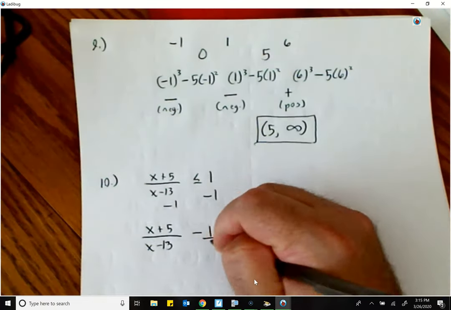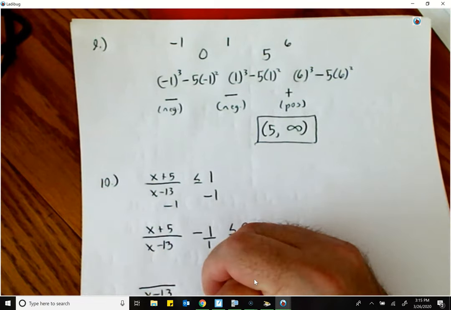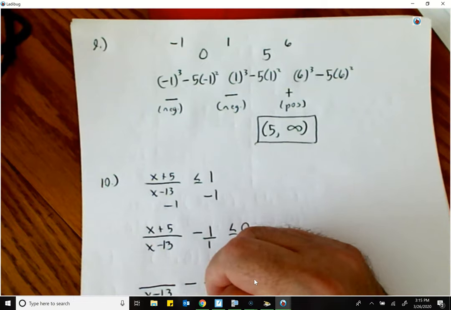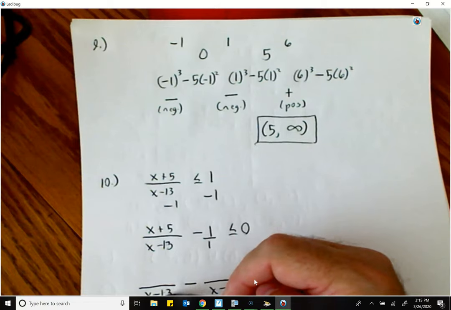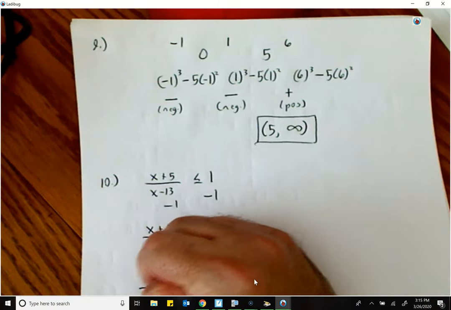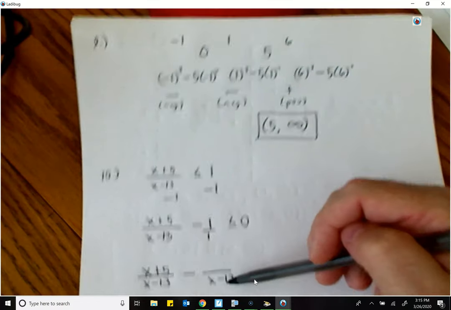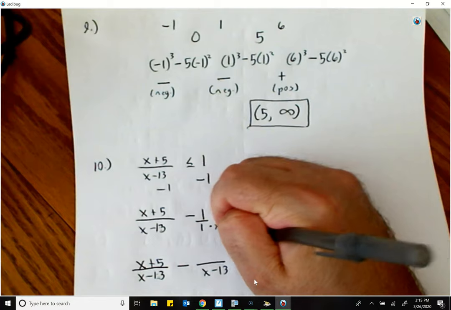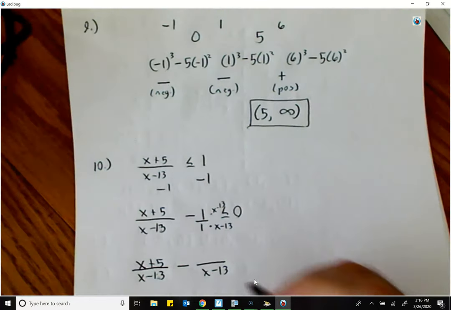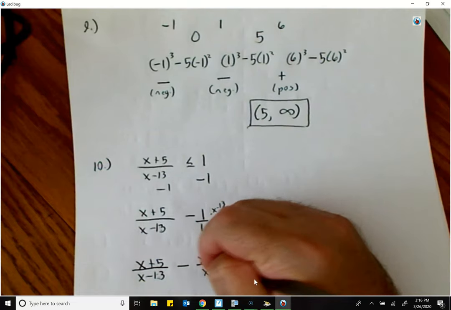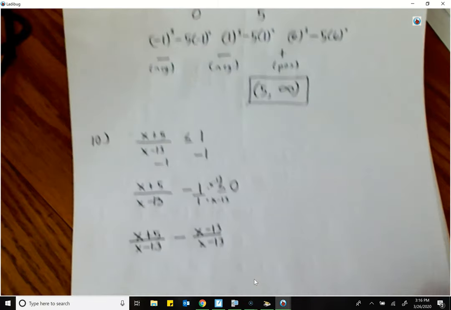In order to do that, remember this is over 1, so we need a common denominator. This time the common denominator is even easier. It's going to be x minus 13. Notice these already match, so that gives us x plus 5 on top. Notice in here, this is 1. I need x minus 13, so this guy's got to get multiplied by x minus 13 on top. That gives us x minus 13 on top, because 1 times all that is just x minus 13.